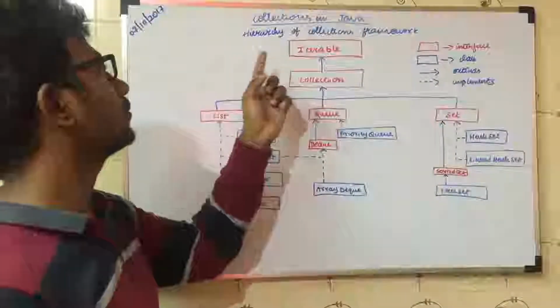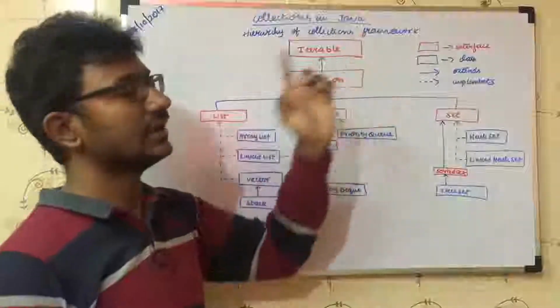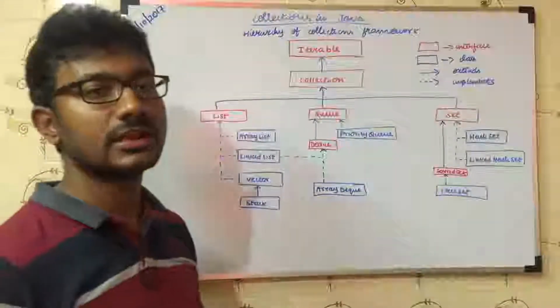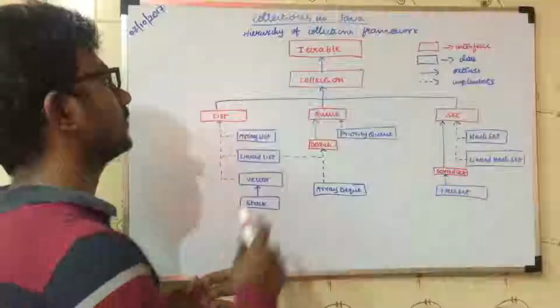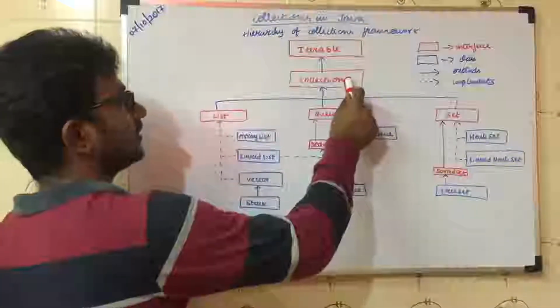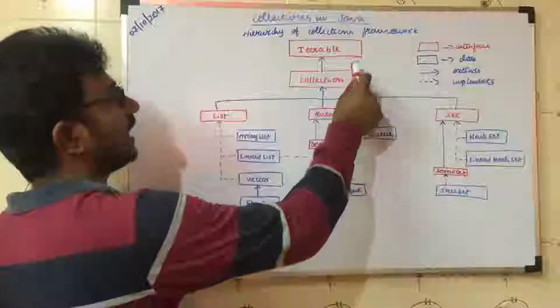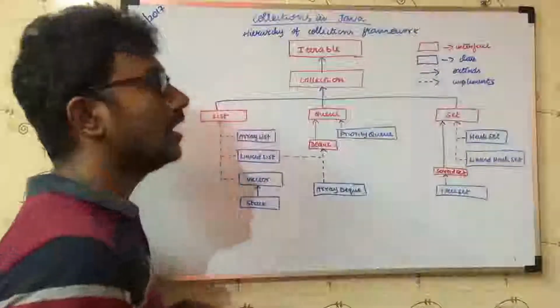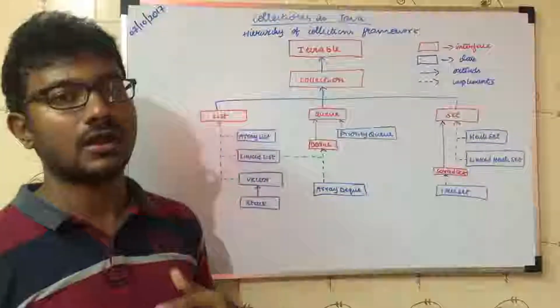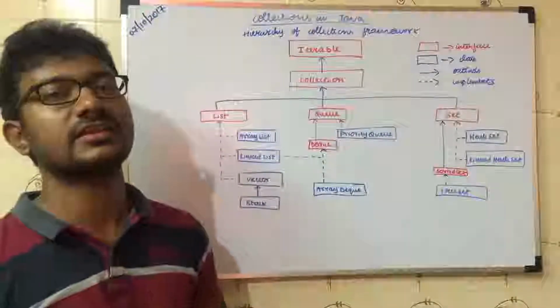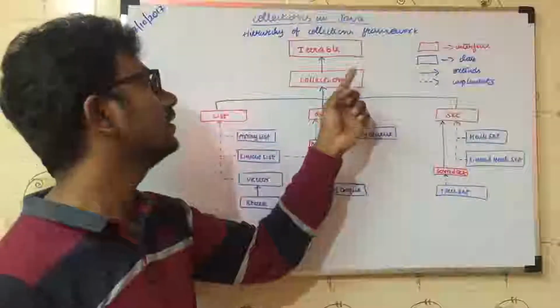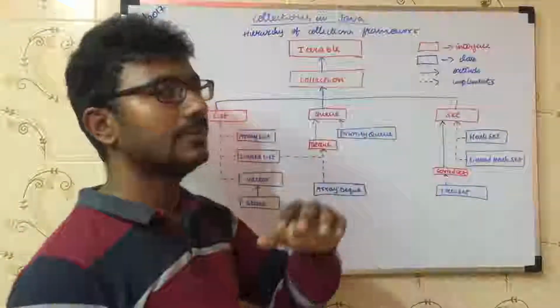The first and foremost interface of the collection framework is Iterable. We will talk more about Iterable in the upcoming videos. For now, just consider this the first and foremost interface. This is the second interface, the Collection interface, which extends the Iterable interface. Basically, an interface cannot implement another interface. It can extend another interface. That's why the Collection interface extends the Iterable interface.